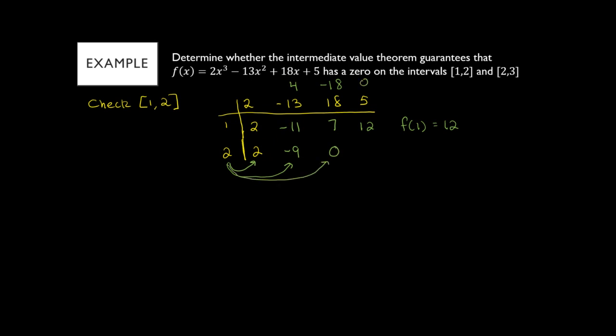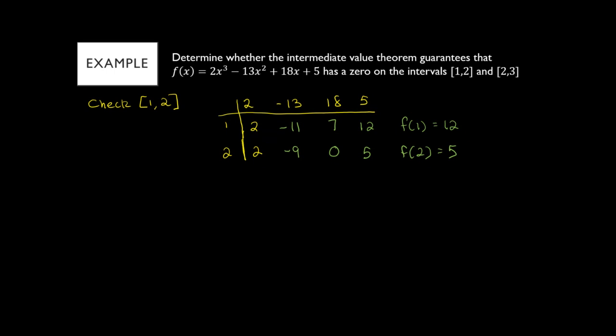2 times 0 is 0. 0 plus 5 is 5. So f of 2 is equal to 5. So this is how I set up my synthetic division, so I can save what I'm writing down. I don't have to show as much work. And when you get really good at it, you don't even need to write the stuff on top, because you can even just do it on a calculator. You just multiply and add and do it in one step with the calculator.